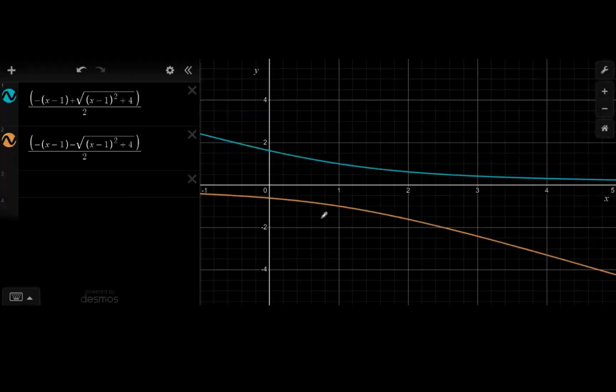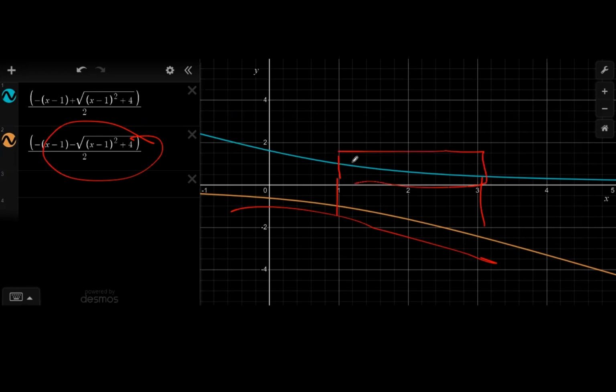And we've decided to plot these two values using Desmos. And as you can see, the negative one, this one here, is also negative in the interval between 1 and 3. And only this blue one, where there is a plus in between, is what we need. This is the one that we're going to use.